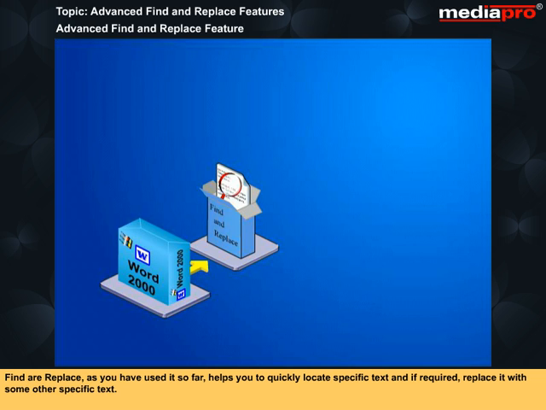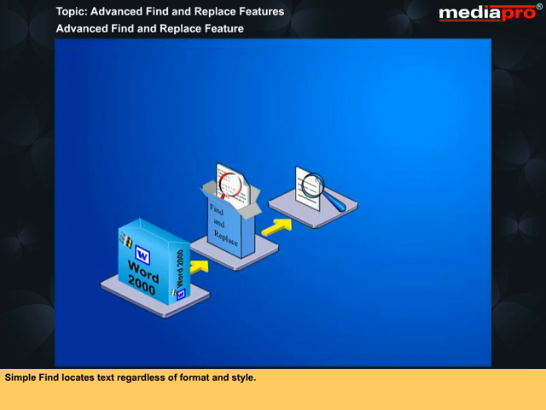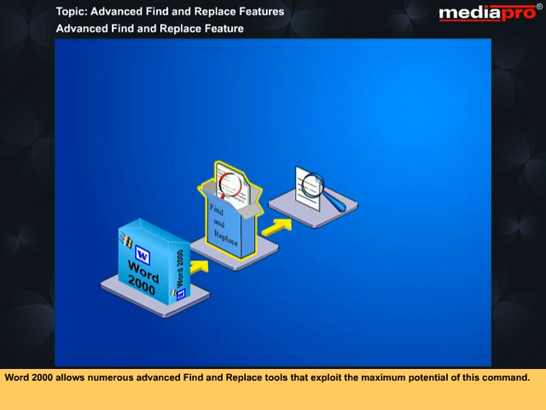Find and replace, as you have used it so far, helps you to quickly locate specific text and, if required, replace it with some other specific text. Simple Find locates text regardless of format and style. Word 2000 allows numerous advanced find and replace tools that exploit the maximum potential of this command.